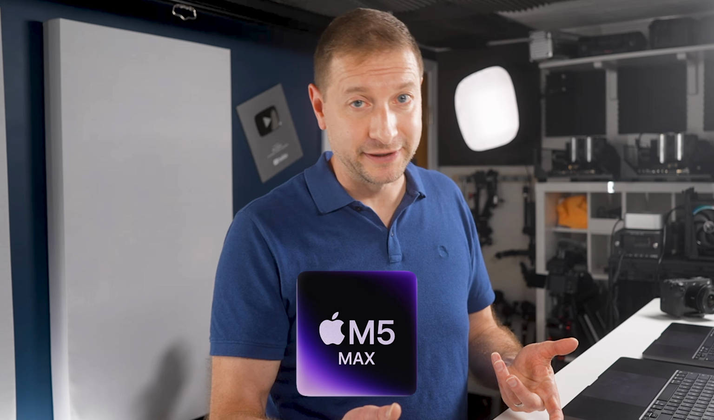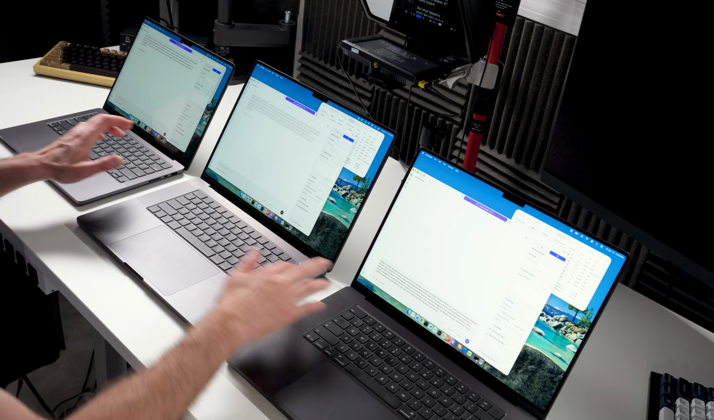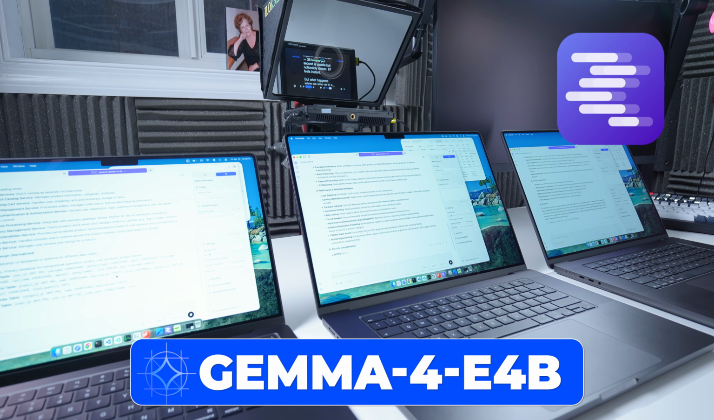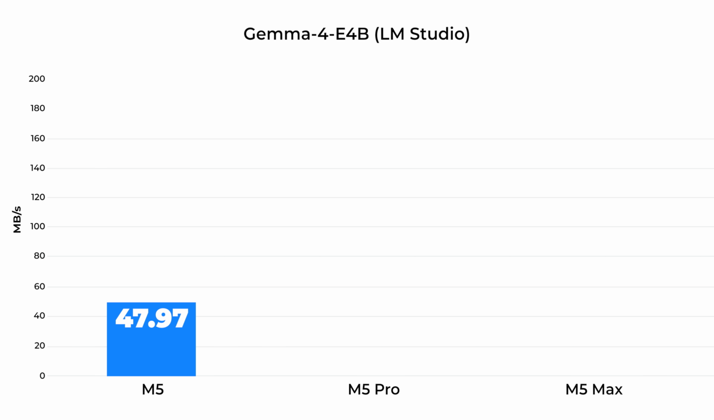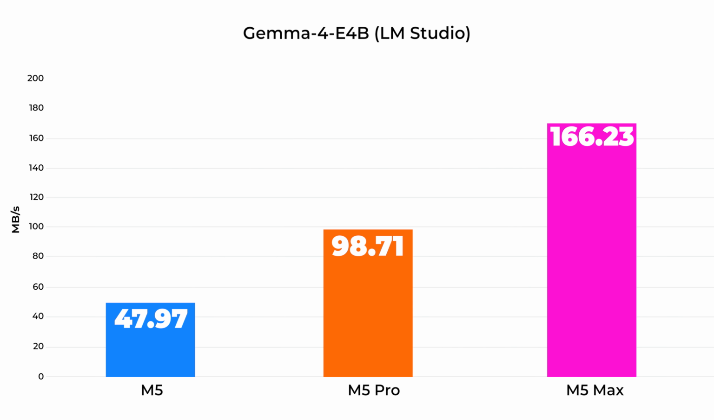After spending all this time watching the Pro keeping up, this is the first test where I don't feel completely stupid for buying the Max. Now, all 3 machines can run this model, but the experience is different. 1, 2, 3. Just for kicks, I ran Llama 4 in LM Studio, so I have a comparison point with some of the ones I've been testing. 47 tokens per second on the M5, 98 tokens per second on the M5 Pro, and 166 on the M5 Max. But what happens when we step up to a bigger model?